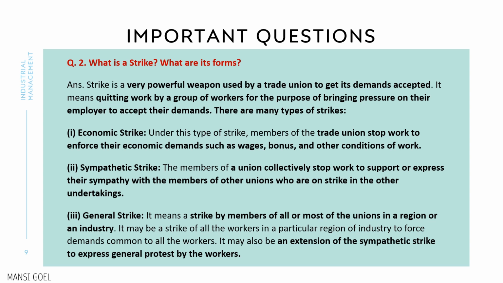1. Economic strike. Under this type of strike, members of the trade union stop work to enforce their economic demands such as wages, bonus, and other conditions of work. 2. Sympathetic strike. The members of a union collectively stop work to support or express their sympathy with the members of other unions who are on strike in the other undertakings. 3. General strike. It means a strike by members of all or most of the unions in a region or an industry. It may be a strike of all the workers in a particular region of industry to force demands common to all the workers. It may also be an extension of the sympathetic strike to express general protest by the workers.